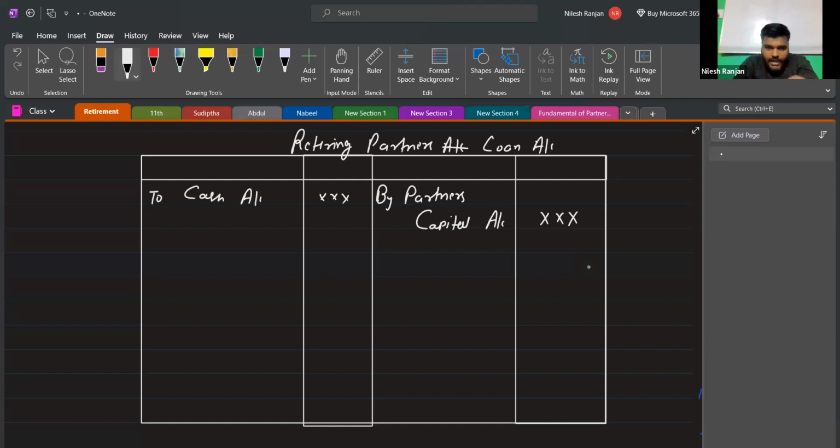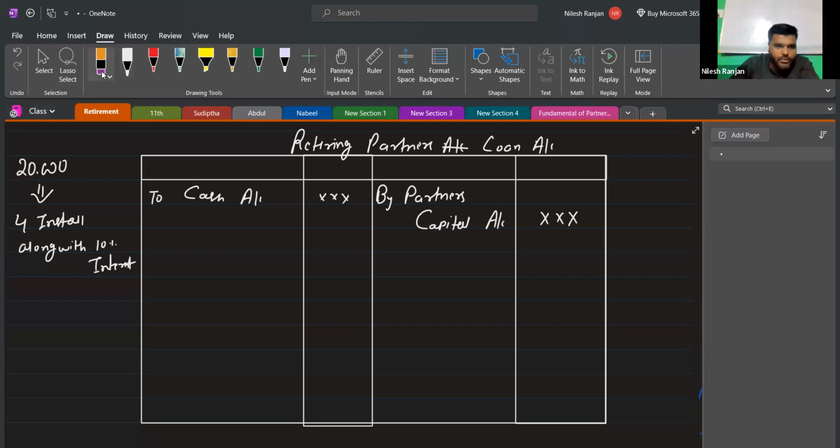Like in installments, not lump sum. Let's say the amount payable is 20,000, and it is to be paid in 4 installments along with 10% interest. So let's solve this small example.